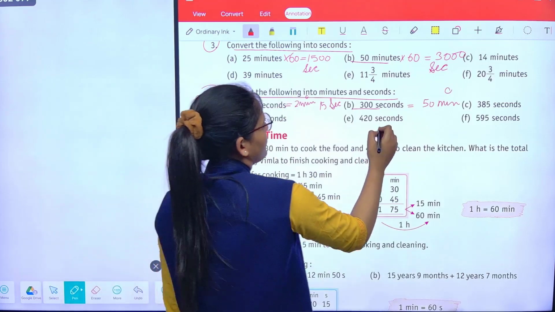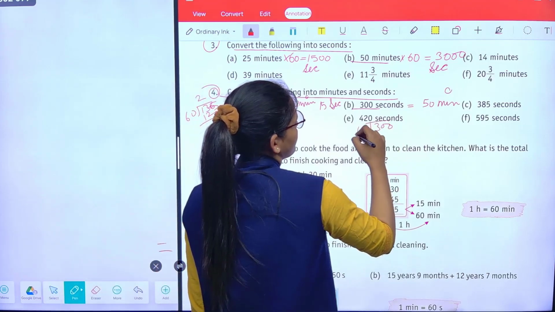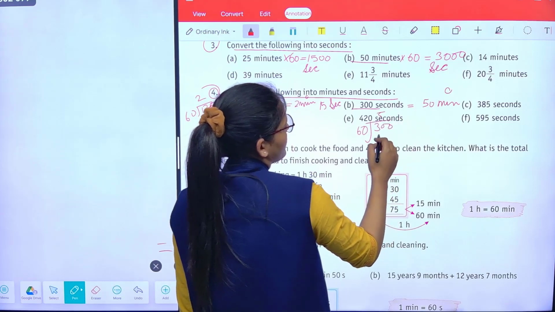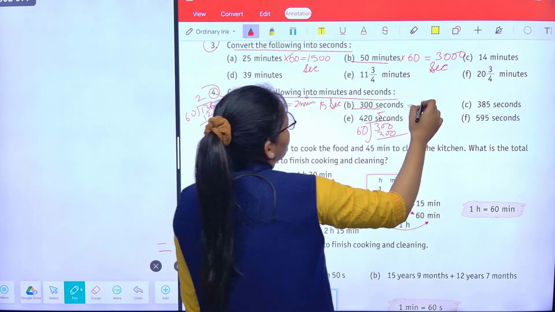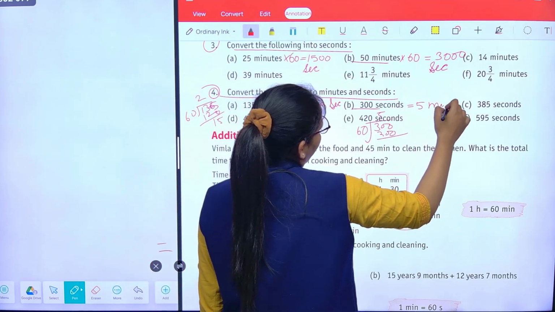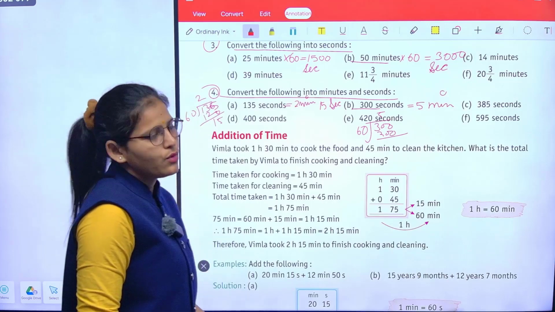Understand? 300 को हमने डिवाइड किया 60 से, 65 are 300. So class, there is 5 minutes. Okay. Of the parts do yourself.